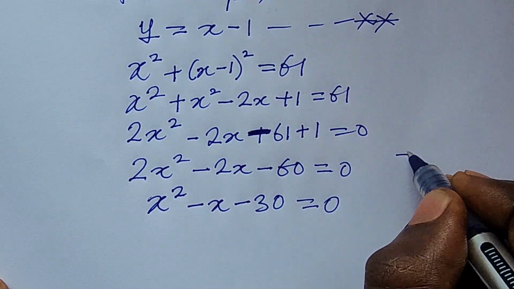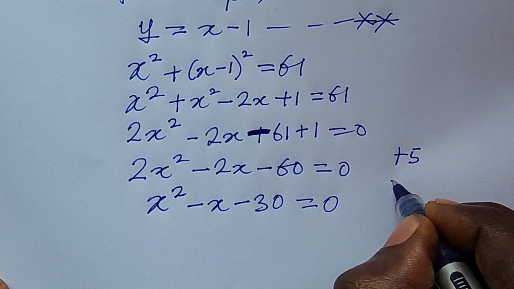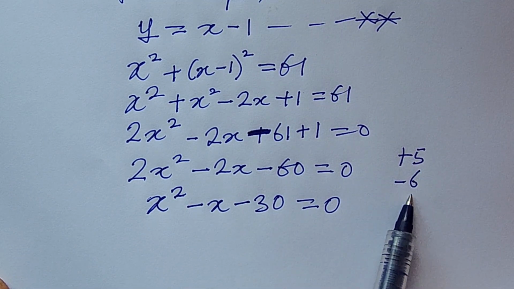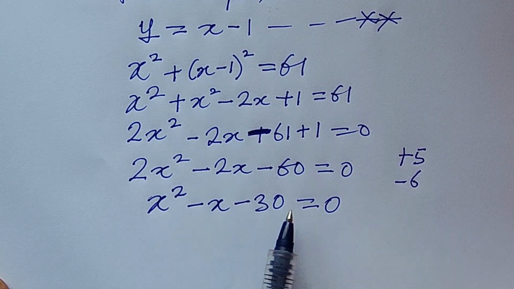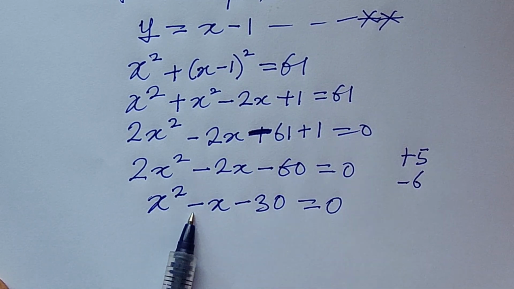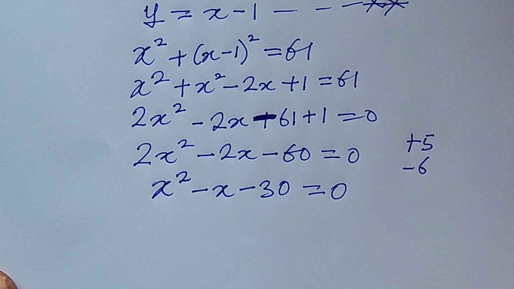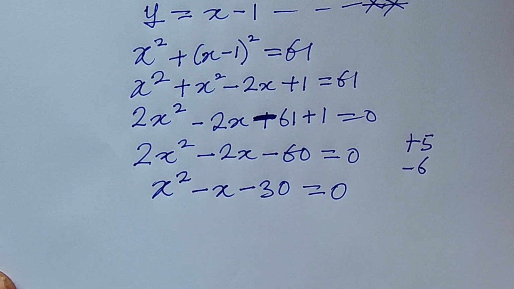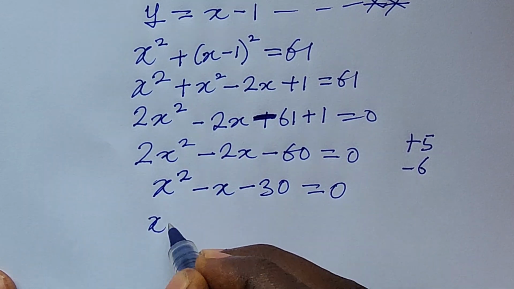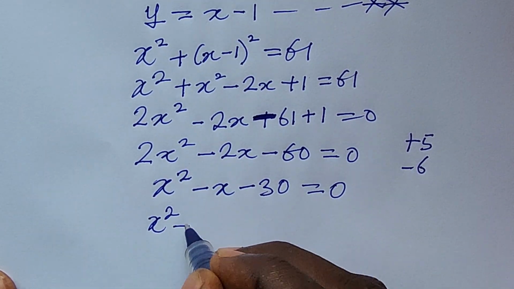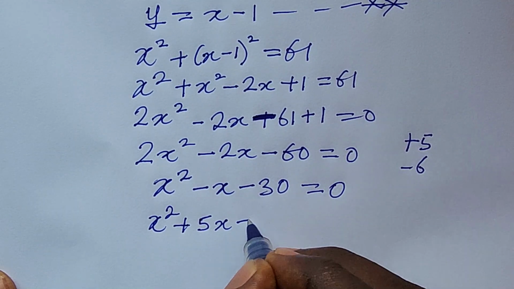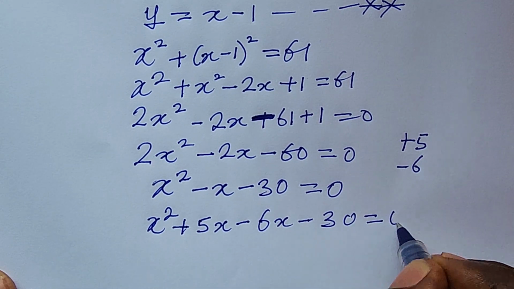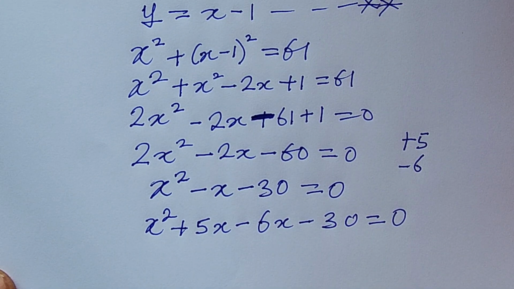So if we have plus 5 and minus 6, let's do the arithmetic before we forge ahead. Plus 5 times minus 6 will give us minus 30. Plus 5 minus 6 will give us minus 1. So we go ahead to substitute plus 5x and minus 6x in place of minus x. So this will give us x to the power of 2 plus 5x minus 6x minus 30, everything equal to 0. Any confusion so far?